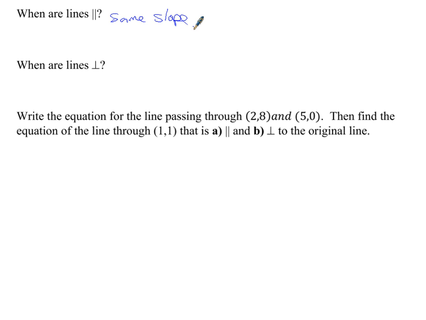Okay, when are lines perpendicular? Slope is opposite reciprocal. When else? Like what else can we say about perpendicular lines? 90-degree angle, okay. There's a word that you might have learned last year. Starts with an O. It's a long word. Orthogonal. Yeah, that's another word that we use for perpendicular. It's orthogonal.